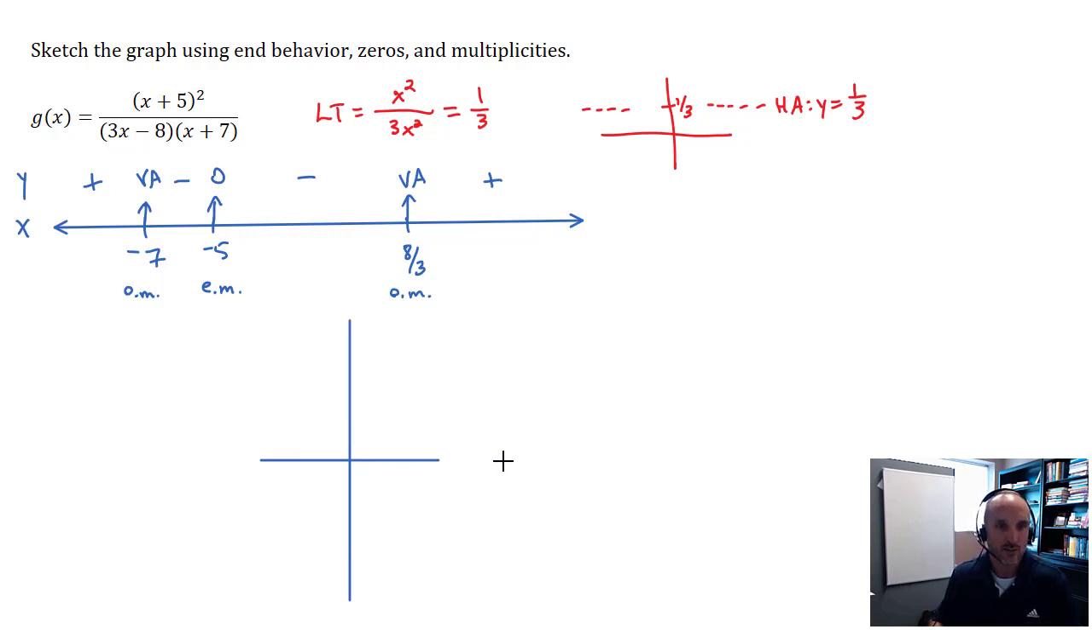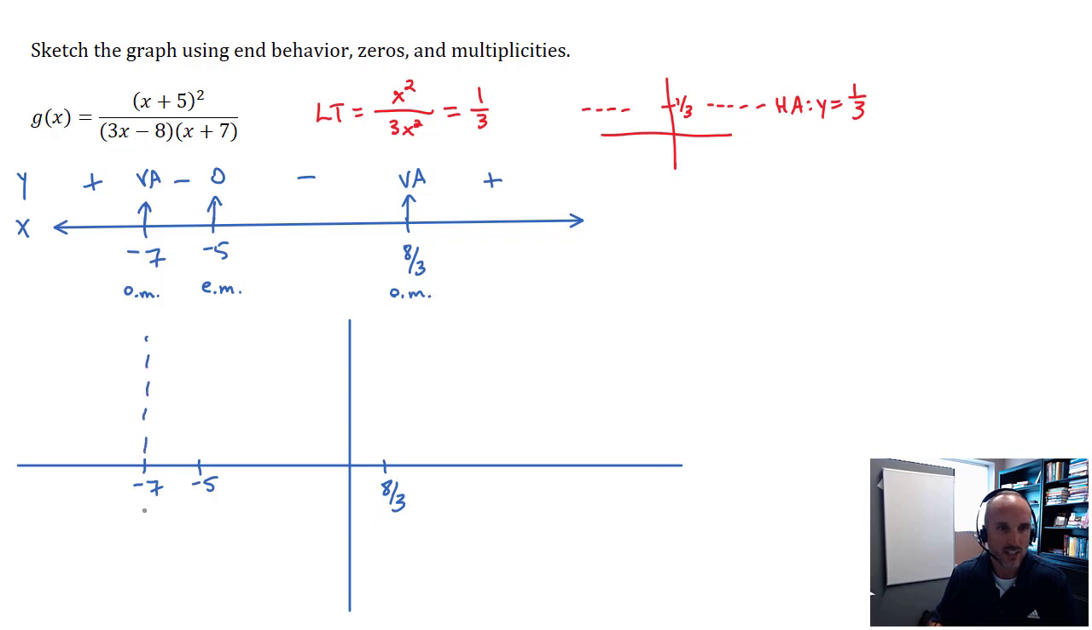Let's set up our graph. Labeling our critical values as always, negative 7, negative 5, and 8/3. Vertical asymptotes at negative 7 and 8/3. Intercept at negative 5. Horizontal asymptote at y equals 1/3. Label 1/3 on the y-axis and draw the asymptote in on the ends because that's where our graph's going to approach. All right, let's work on graphing this.